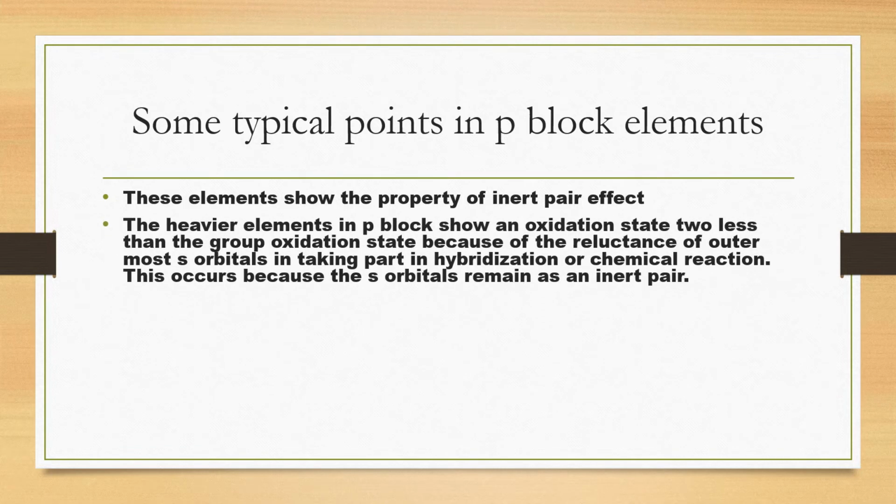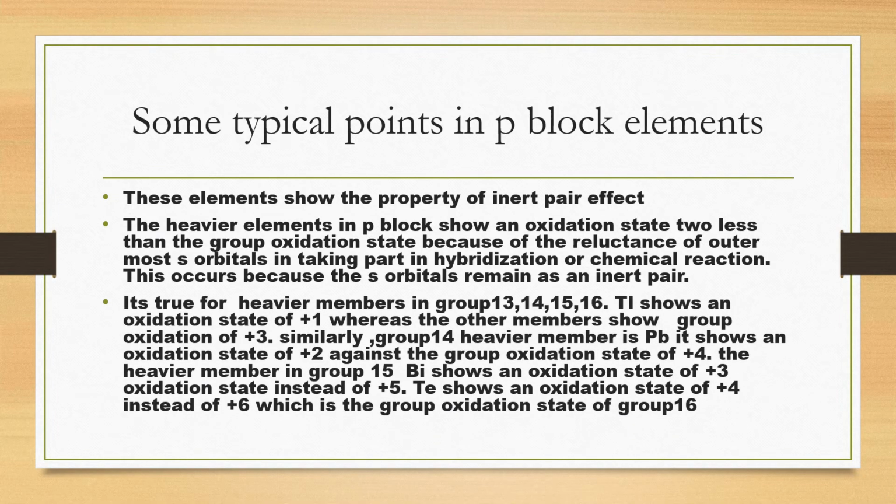As we move down the group, the heavier elements in P block show an oxidation state 2 less than the group oxidation state. This occurs because of the reluctance of the outermost s orbitals in taking part in hybridization or chemical reaction. The s orbitals remain as an inert pair. It's true for heavier elements in group 13, 14, 15 and 16.